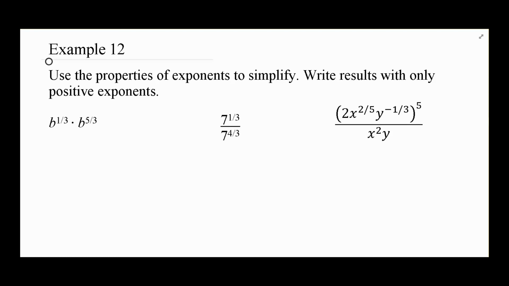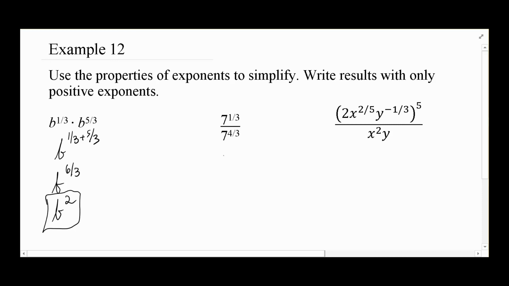Now, please note that your answer does need to have positive exponents. So if you end up with a negative exponent for some reason, you're going to rewrite it as a positive one using the rules. So the first one, we have b to a power times b to a power. We're supposed to add those powers together. So that's 1/3 plus 5/3. If we add those together, we get 6/3. 6/3 is 2. B squared. That's it. We didn't do anything with radicals. We're just using properties of exponents.